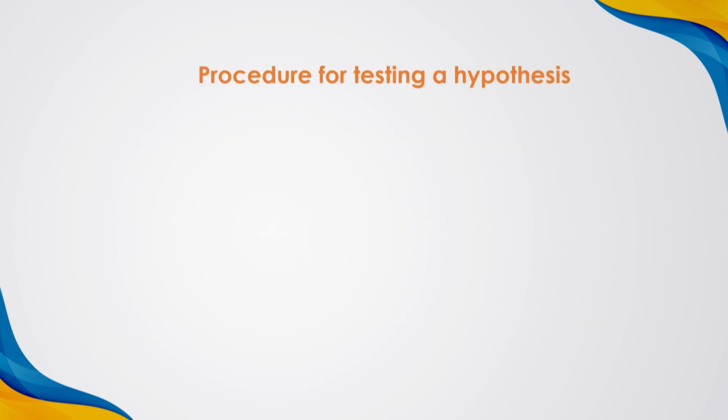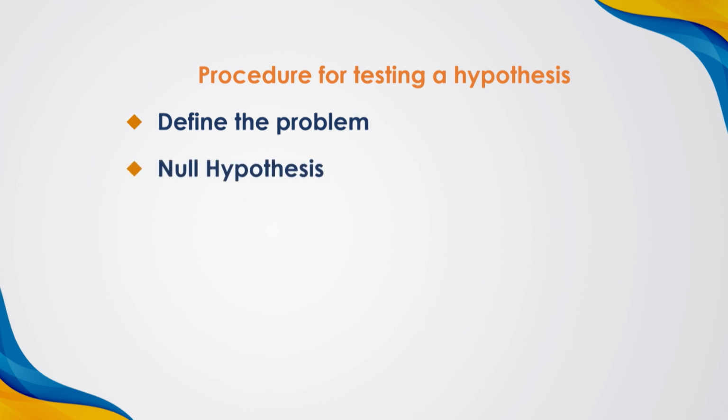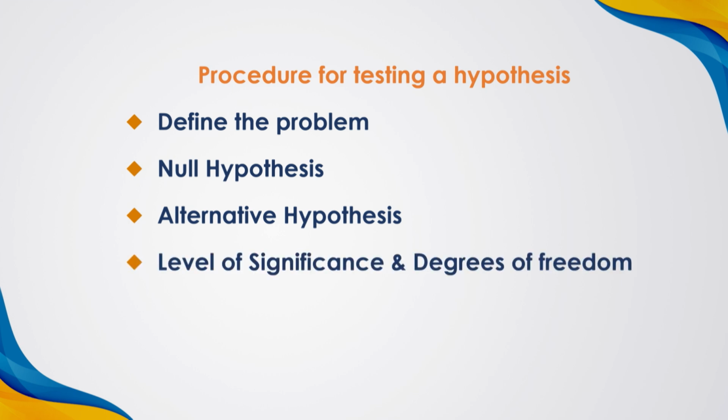Then you will come to the procedure for testing a hypothesis. You have some steps to follow. First, you need to define your problem, what you are going to do. That is, you have to identify your problem clearly. Then you have to frame the null hypothesis, then the alternative hypothesis. Then you have to fix your level of significance and degrees of freedom. Then the test statistic, what type of test you are going to choose, and finally you are going to infer your results. Now you will come to them one by one.